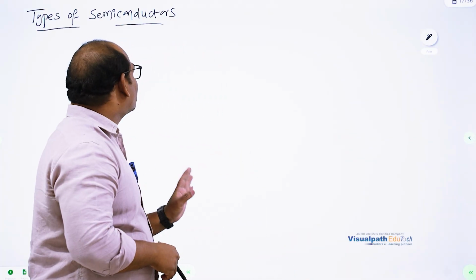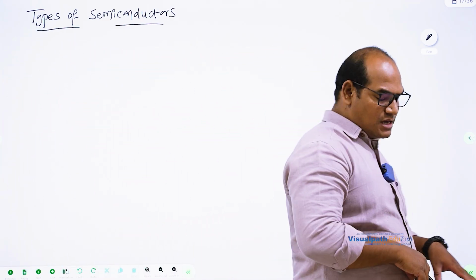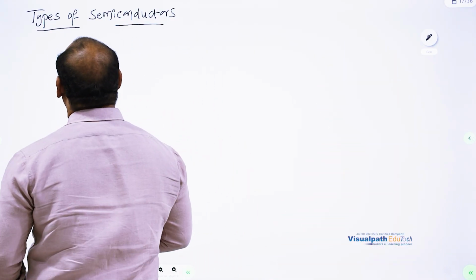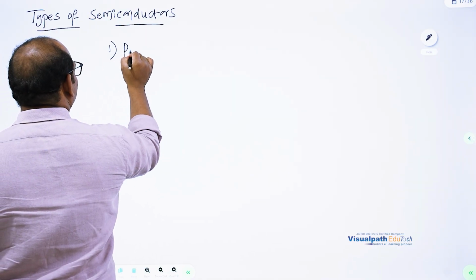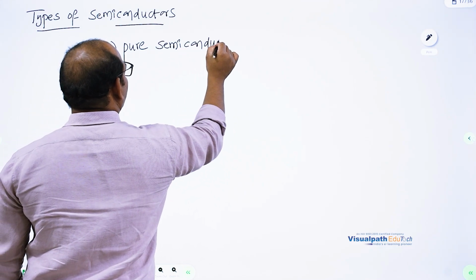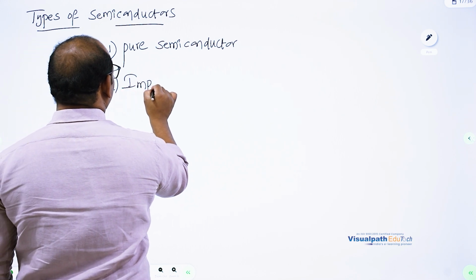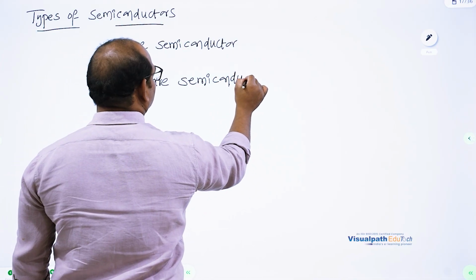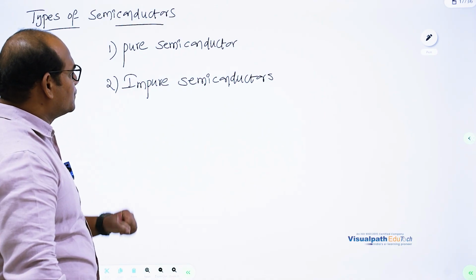Now you will see what are the types of the semiconductors. Our entire subject is based on the semiconductors only. Now we have understood some concepts regarding the semiconductor, and successively we have to see what are the types of the semiconductors. So two types are there. Those are pure semiconductor, and second one is impure semiconductor.